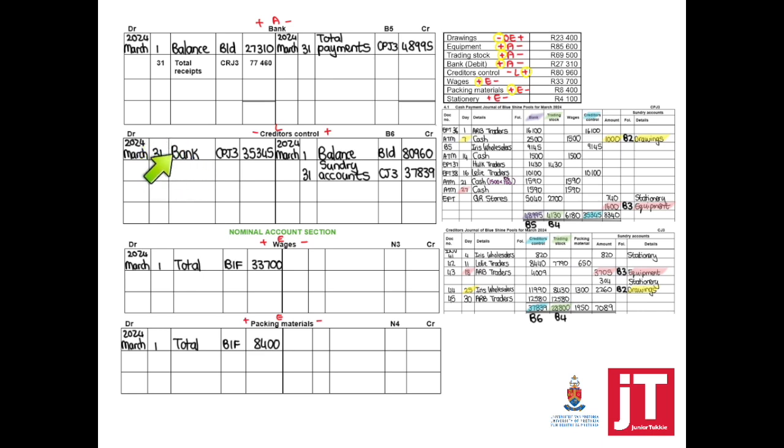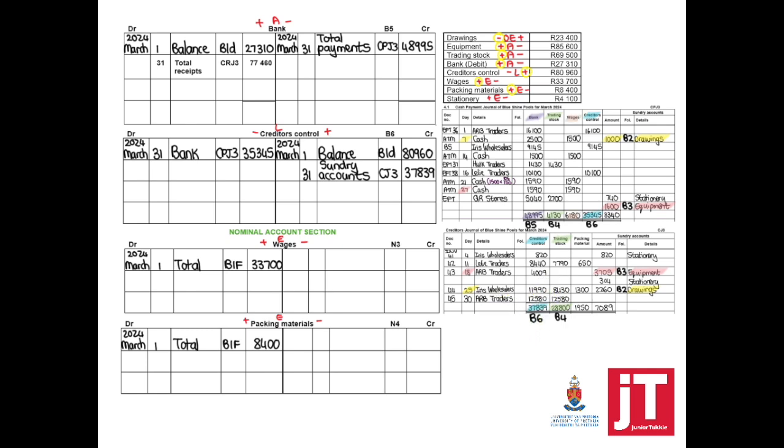Now my contra account is bank. Remember, from the CPJ, bank is credited, the rest is debited. So we're going to indicate that the payment was made from our bank to our creditors, and that was the total in total. Indicate that you've taken this to account number B6 in the general ledger.